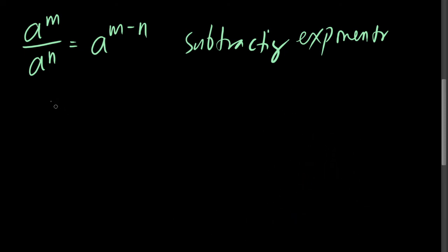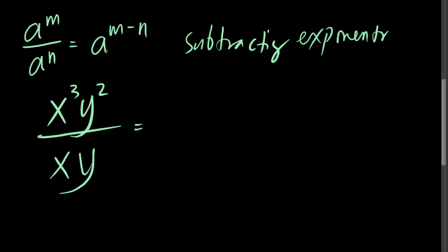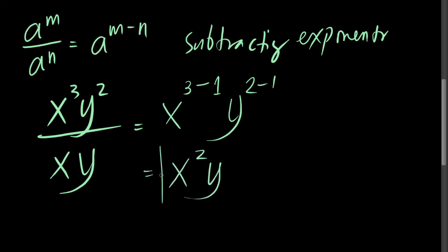A little difficult. x cubed y squared over x y. Okay. So you have two bases here. You have x. The first one, in the numerator, it's 3, minus in the denominator, it's 1. Times y, in the numerator, it's 2, and in the denominator, it's 1. So, simplifying, this becomes x squared y.